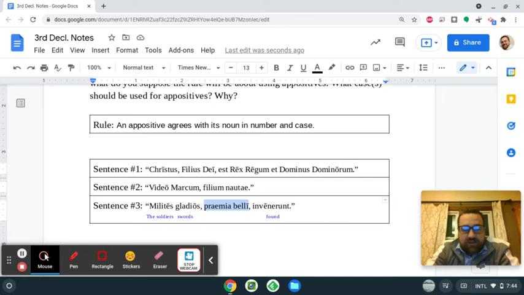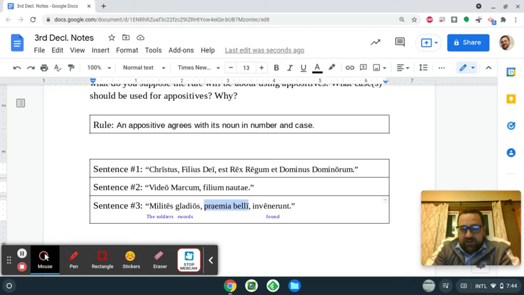So praemia belli. Praemia, praemium, praemi means reward, right? So praemia means the rewards, and belli means of war. So are the soldiers the rewards of war, or are the swords the rewards of war? Probably the swords. Makes most sense.